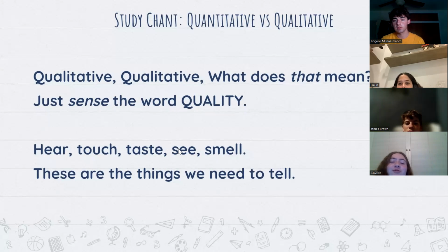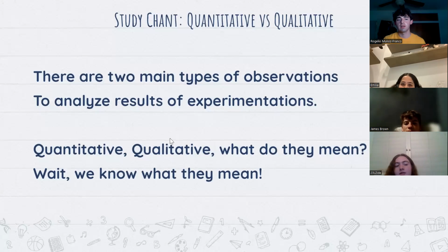Qualitative, qualitative. What does that mean? Sense the word quality: hear, see, touch, taste, smell. These are the things we need to tell. Last one, guys. There are 2 main types of observations to analyze results of experimentation. Quantitative, qualitative. What do they mean? We know what they mean. Okay.